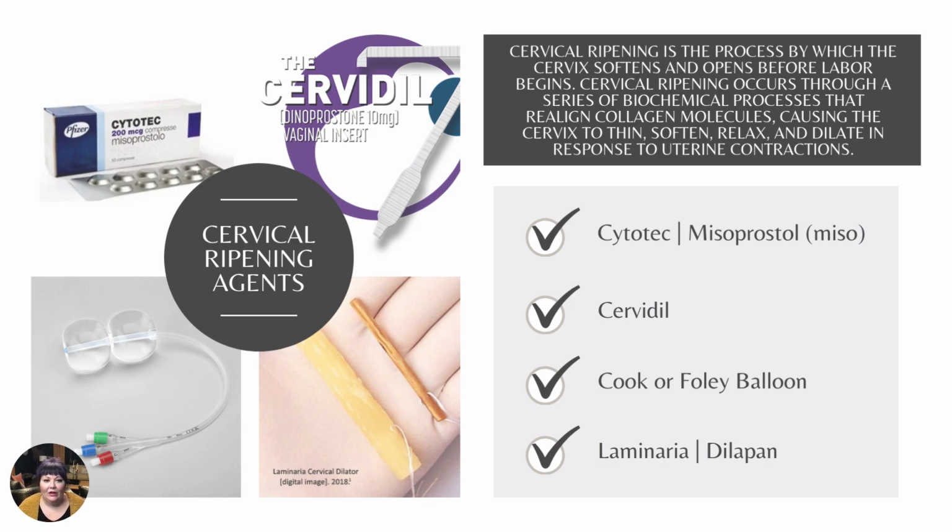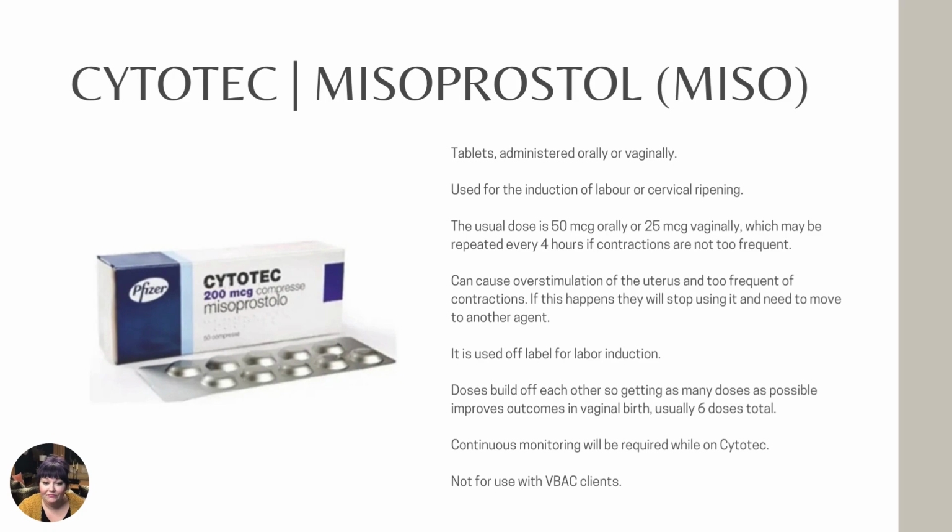So, cervical ripening agents. This is the process by which the cervix softens and opens before labor begins. Cervical ripening occurs through a series of biochemical processes that realign collagen molecules, causing the cervix to thin, soften, relax, and dilate in response to uterine contractions. So, a really important step that we don't want to skip over and we don't want to rush it.